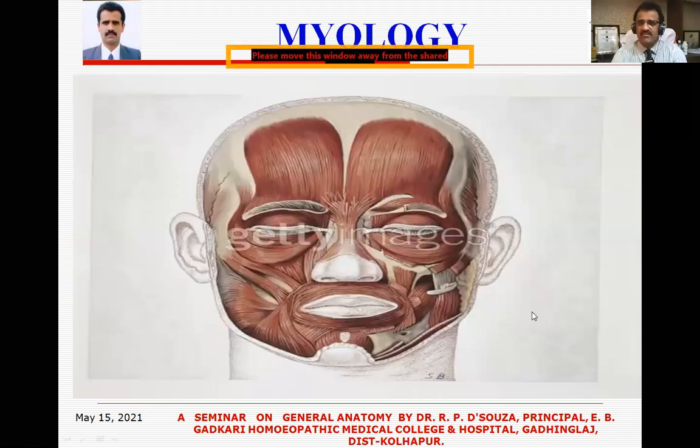Here you can see some muscles of the face. I was talking about the masseter muscle. So the masseter muscle is here, in cut form. These are some of the facial muscles of expression. You can see the frontalis muscle here.